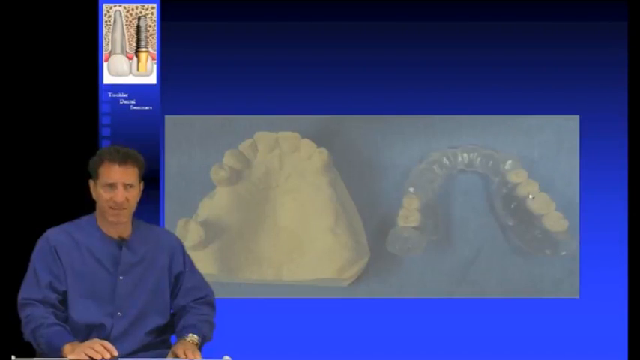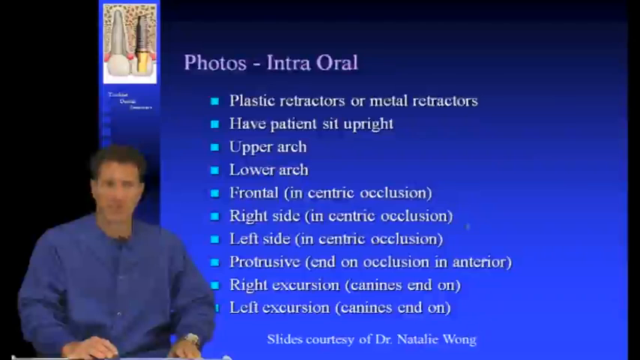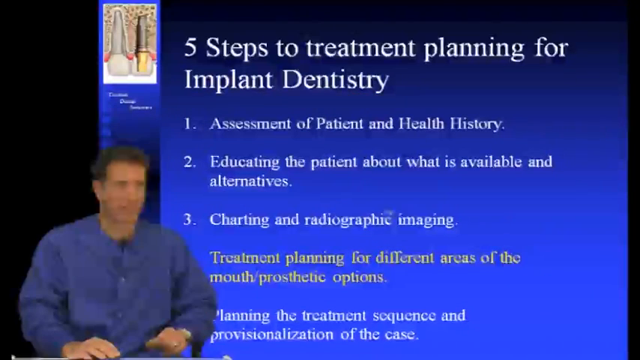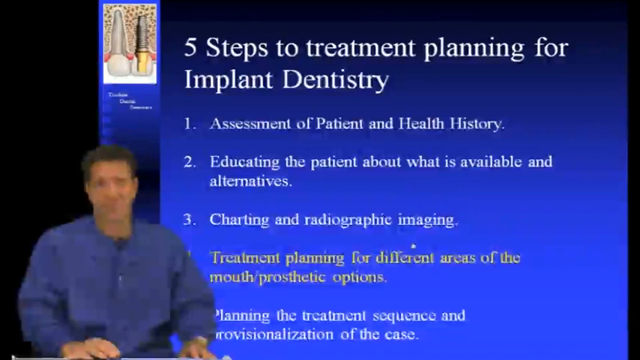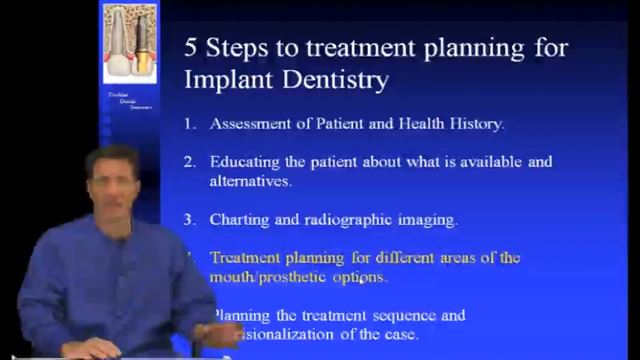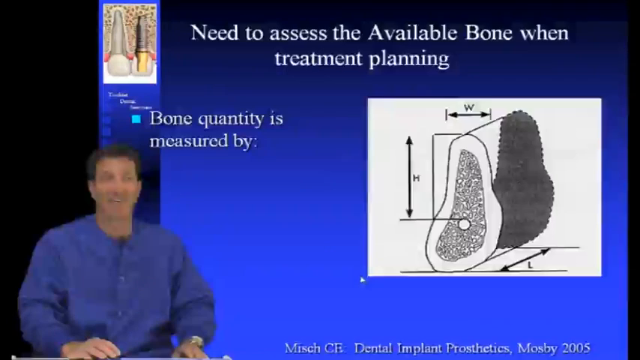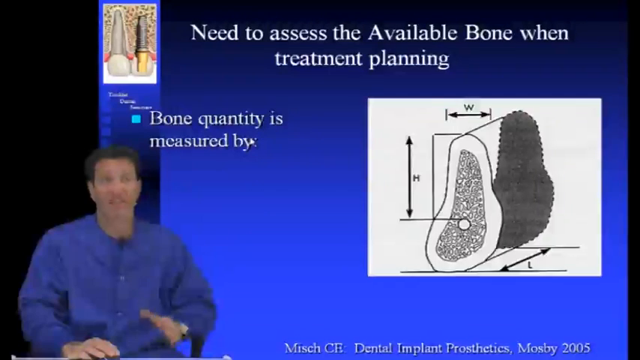So we've assessed the patient. We've educated the patient about what's available. We've charted the mouth. We've taken radiographic images. The next thing we're going to look at is treatment planning for the different areas of the mouth for implants. It's important to understand the amount of bone you have to place an implant. It sounds silly, but it's quite important. The bone quantity in an area where you're placing an implant is measured by the width of the bone, the buccolingual width, the height, the length of the bone, mesiodistally, and the angulation of the bone.